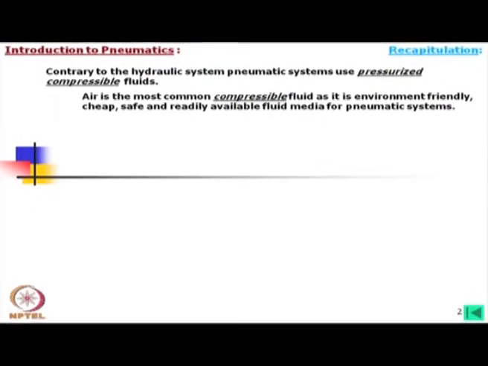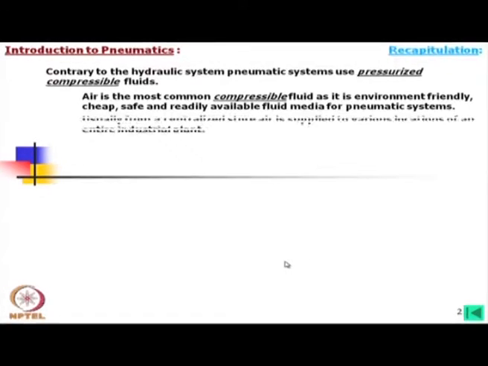Air is the most common compressible fluid, as you know, as it is environmentally friendly, cheap, safe, and a readily available fluid medium for pneumatic systems. Usually from a centralized stored air, it is supplied to various locations of an entire industrial plant.